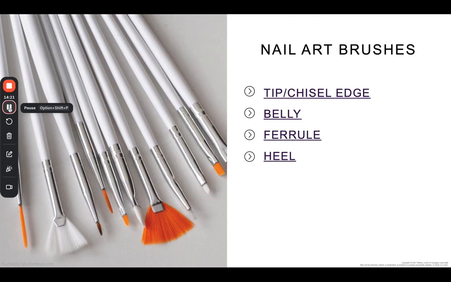That's something to be mindful of when you're creating your different nail art pieces. The ferrule is the metal band around the brush that holds the bristles in place. The area in which the bristles meet the ferrule is called the heel. We can refer to that as the heel of the brush. So those are the four parts of your nail brush.